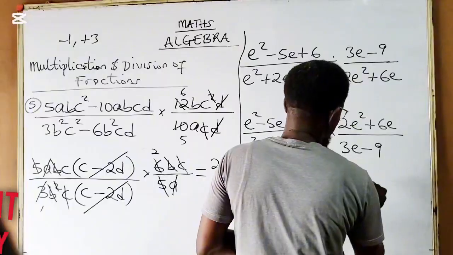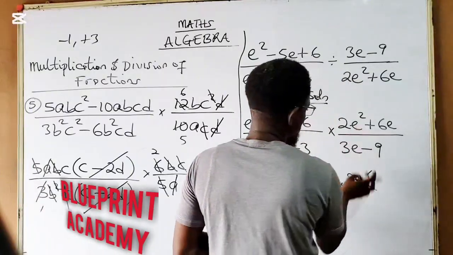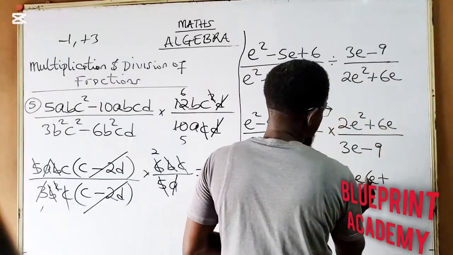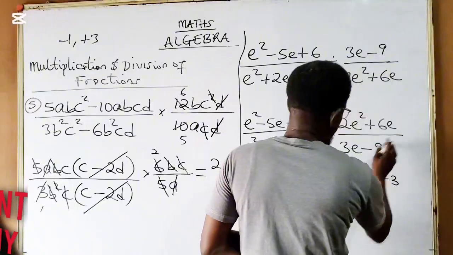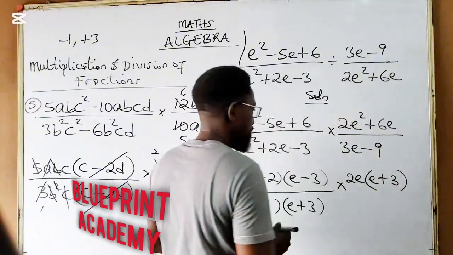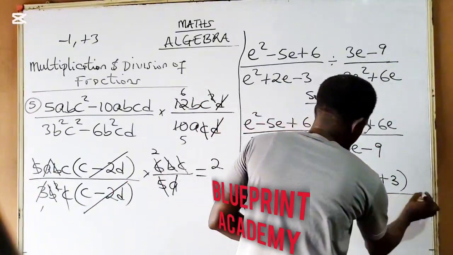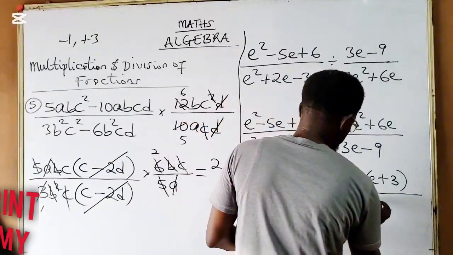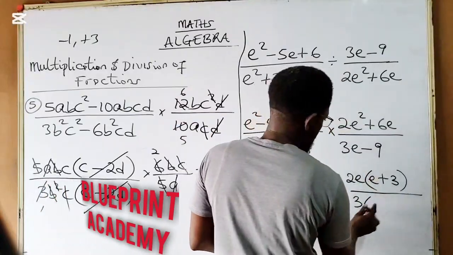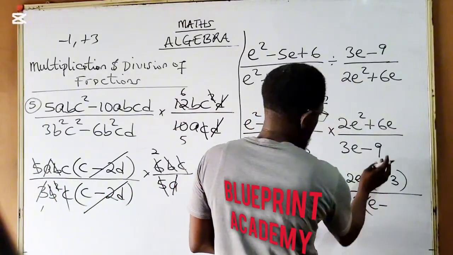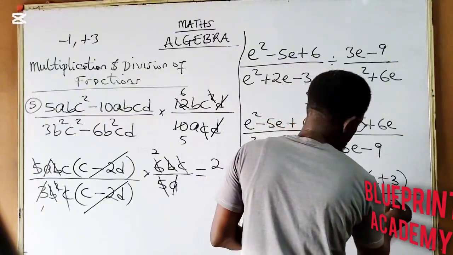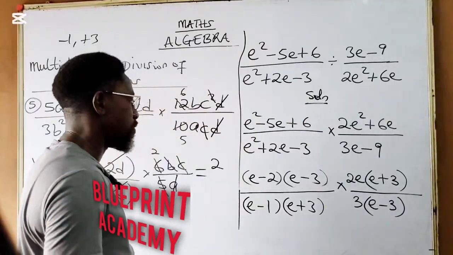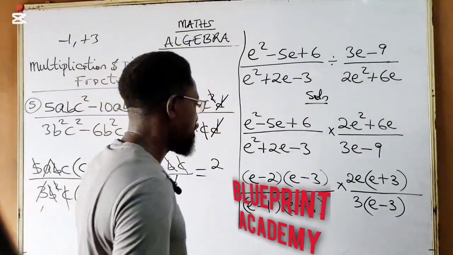The common factor here is 2e. So I have 2e as a common factor. 2e divided by 2e will give us e. Then 6 divided by 2 will give us 3. Then e will cancel out. So we have e plus 3 all over. The denominator, we bring out 3 as a common factor. 3e divided by 3 will give us e. The minus 9 divided by 3 will give us 3. So you have e minus 3 in the denominator. So now we can cancel.